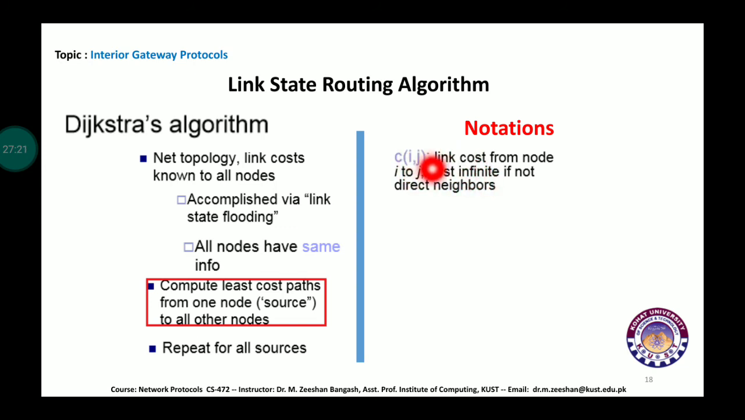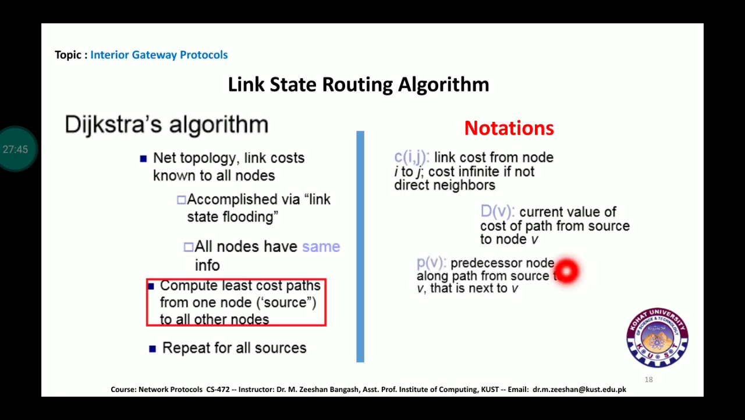If this cost is infinity, that means that J is not the direct neighbor, it might be an indirect neighbor. Another notation is D of V. It's basically the value of the cost of the path from the source to that node V. Now P of V is the predecessor node along the path from source to V, so that's the node next to V. This is basically the function that calculates the predecessor node.